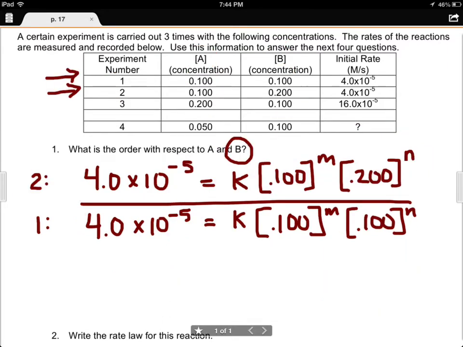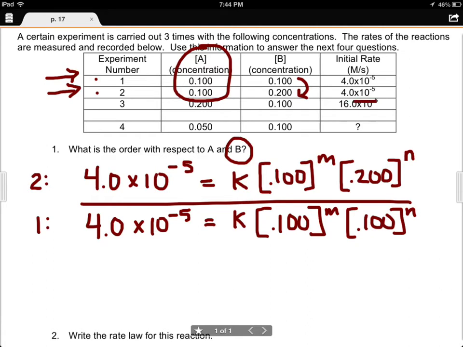What I have on this slide is solving for the order with respect to B. I picked experiment number 1 and experiment number 2 to work with. The reason I chose those is because I need the concentration of A to stay the same, but I need B to change. Notice how it goes from 0.1 to 0.2. So I took the higher concentration of B, experiment number 2, and I wrote the rate expression for that.